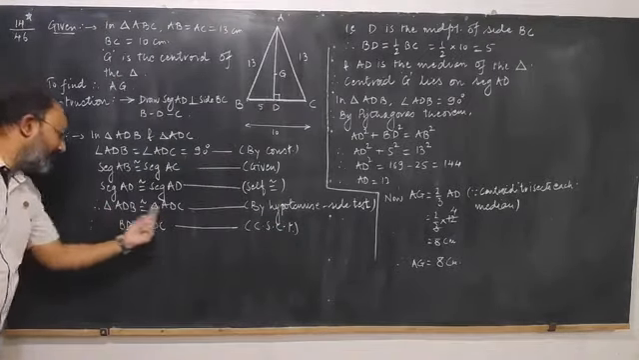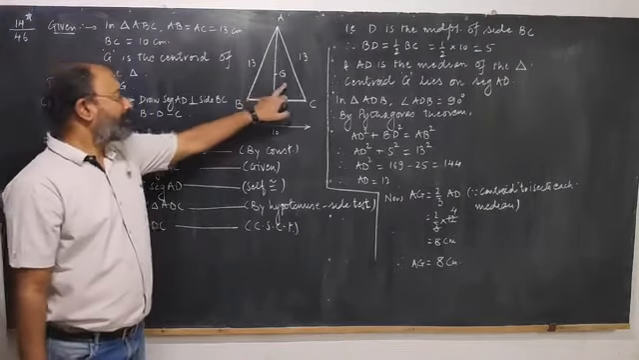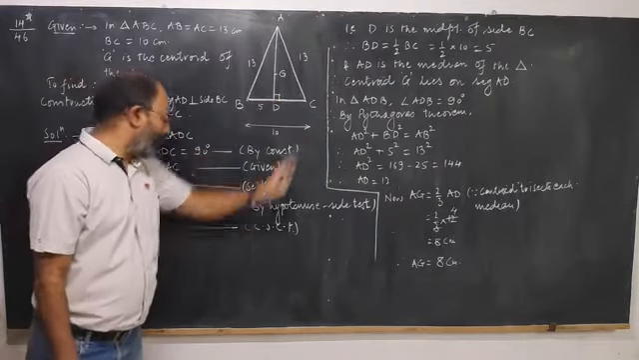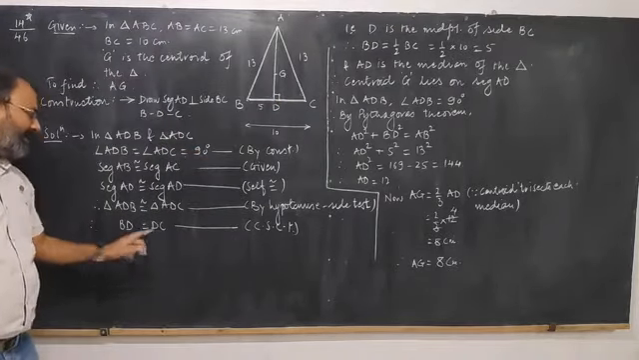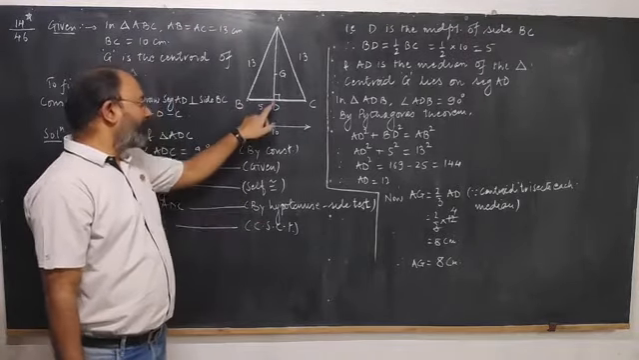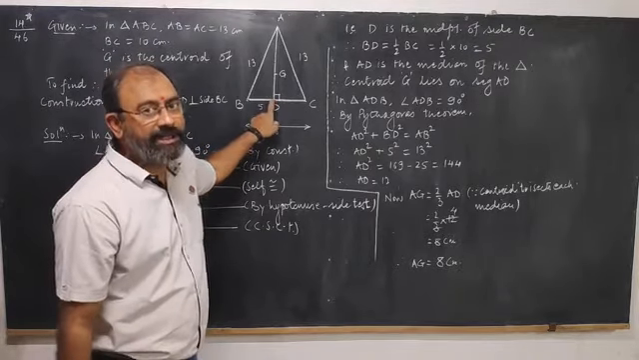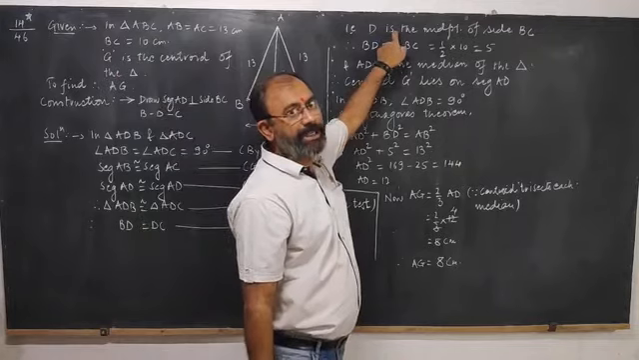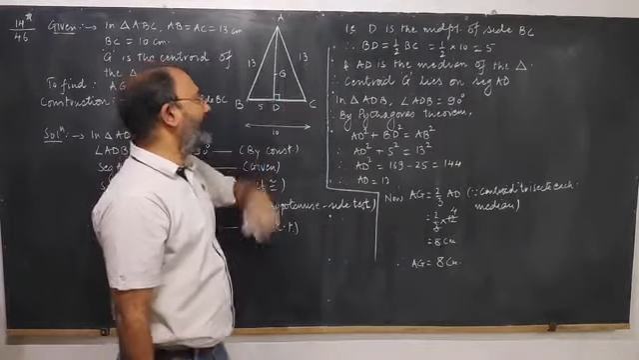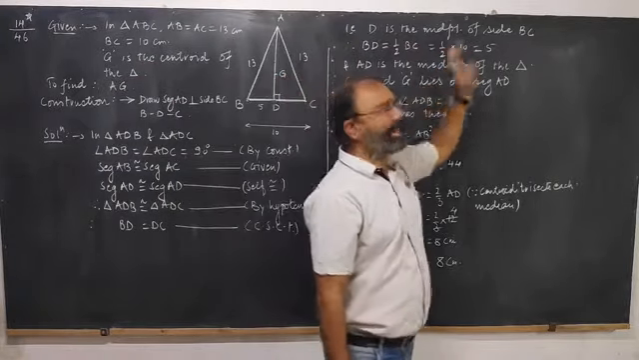Therefore, these two triangles are congruent by hypotenuse side test. Therefore, DB will be congruent to DC. BD is equal to DC because corresponding sides of congruent triangles. So when we say that BD is equal to DC, that means that D is the midpoint of segment BC. And therefore BD will be half of BC, but BC is given as 10, so half of 10 is 5.